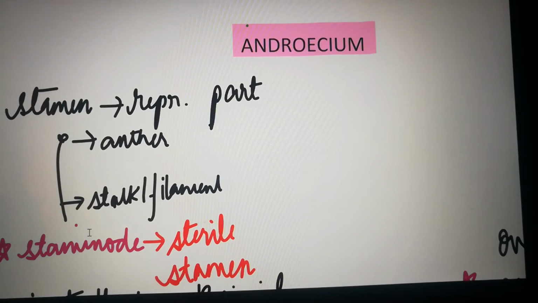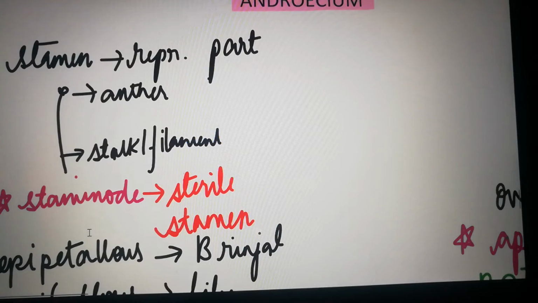Now coming to androecium, it is a reproductive part of the flower, and it consists of small units called stamen. Now the stamen consists of a long slender filament or the stalk and a bilobed anther, in which the pollen sacs are present, in which the pollen grains are present.